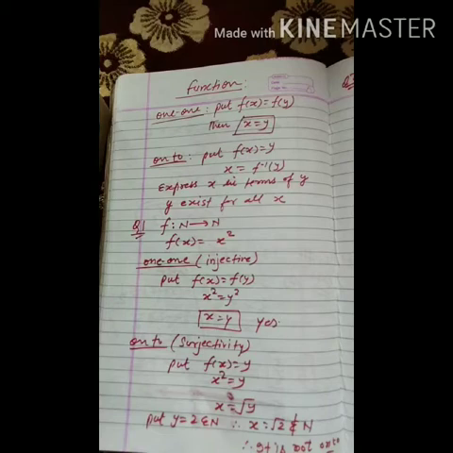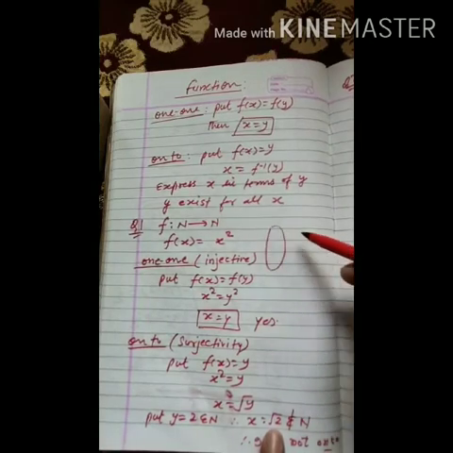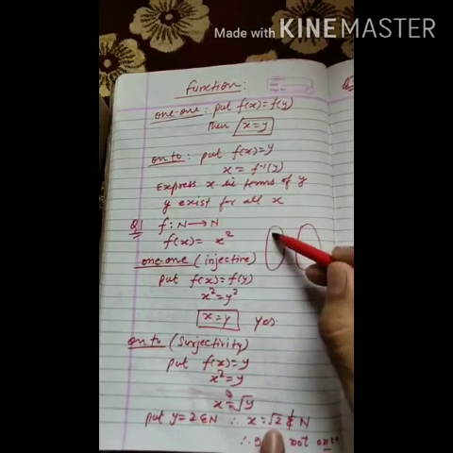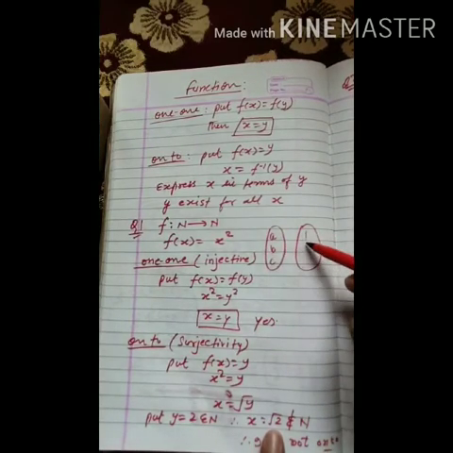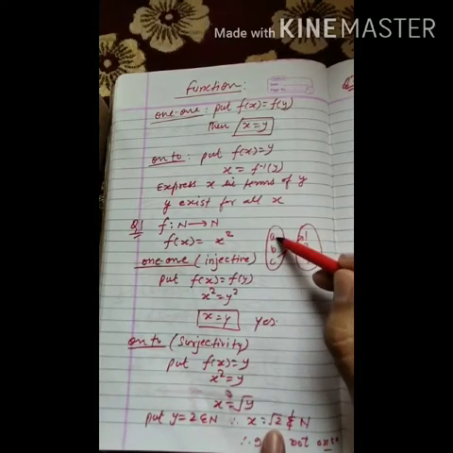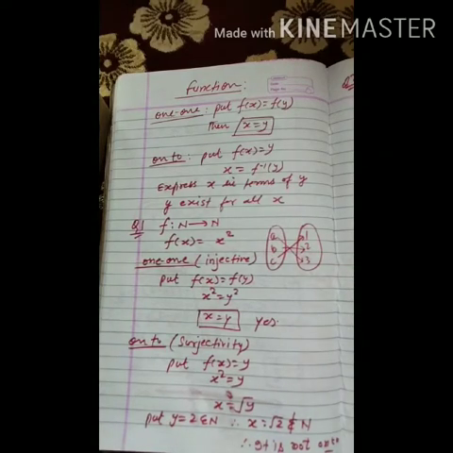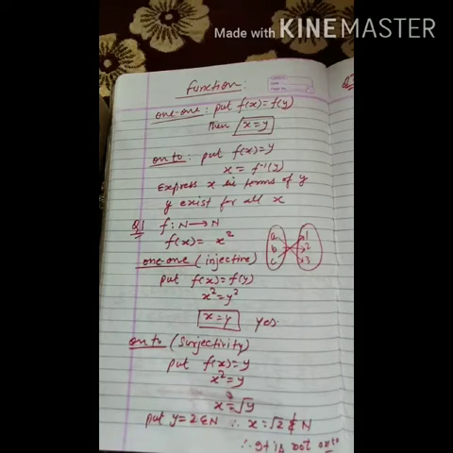What is a one-one function? A one-one function is one in which every element in the domain has a unique image in the range. Every element has only one image. This is called a one-one function.